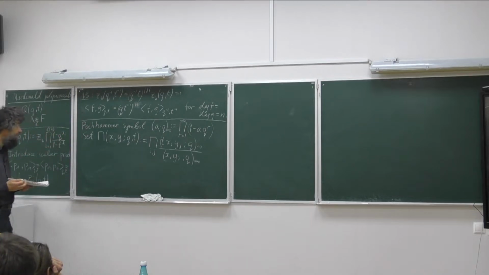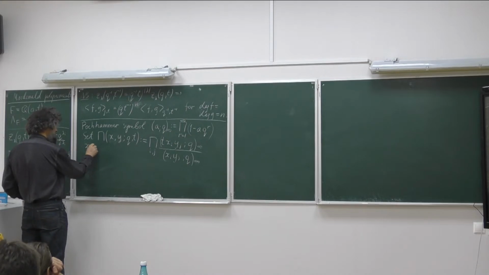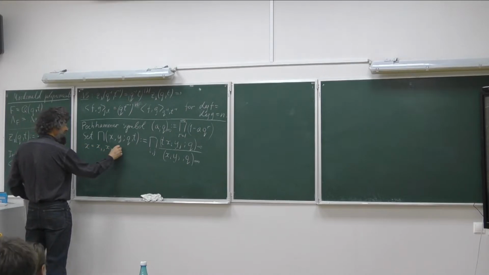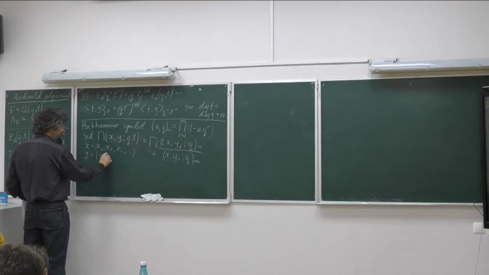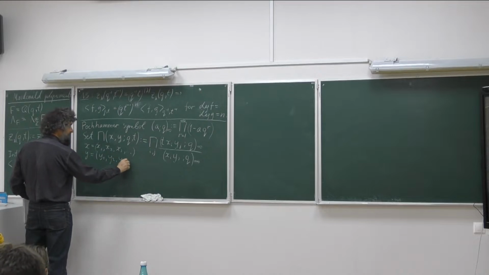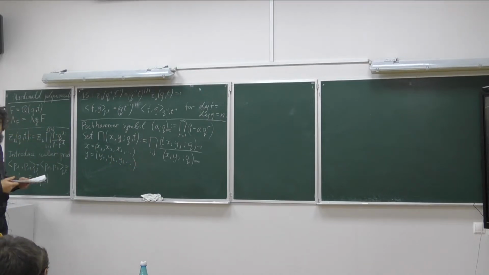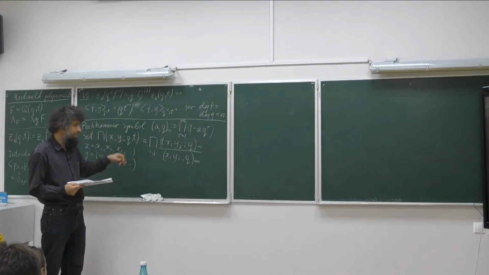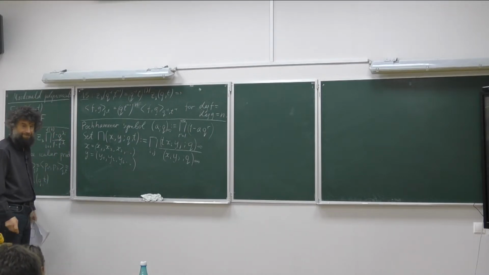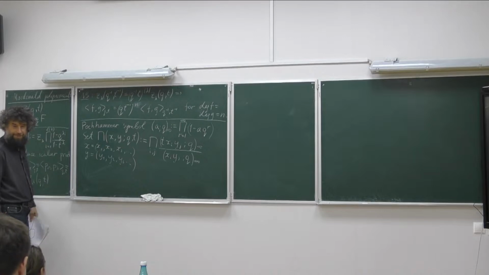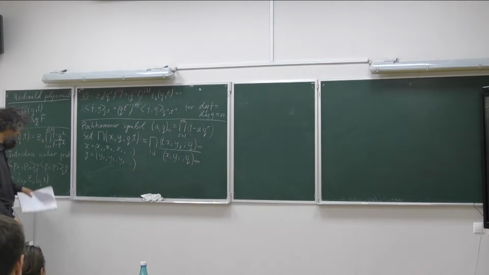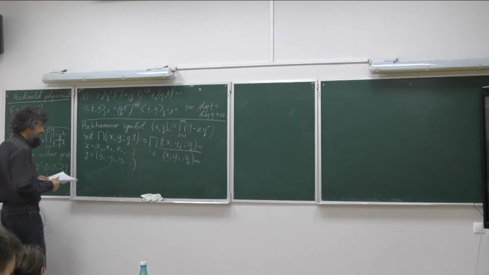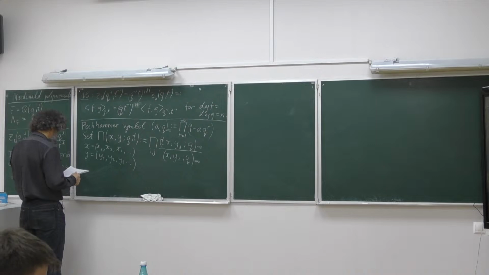X is x1, x2, x3, and so on. And similarly, y is y1, y2, y3. So we have two groups of infinitely many variables. And this is a symmetric function in x and symmetric in y. So we're just deforming the usual scalar product in some funny way.